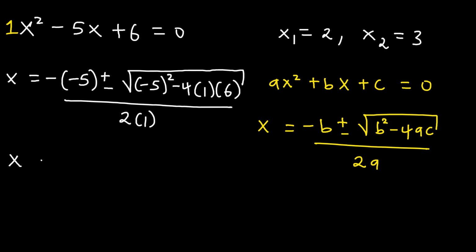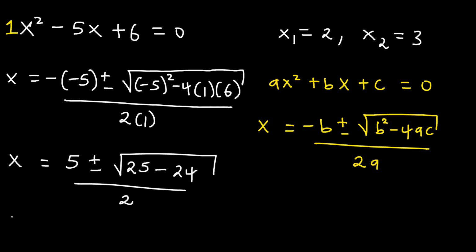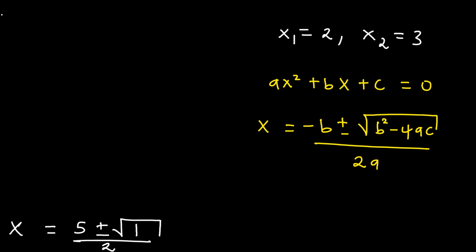And so we shall have x equaling to negative times a negative is positive, so this will be positive 5 plus or minus the square root of negative 5 to the power of 2, which is 25, minus 4 times 6, which is 24, divided by 2. And so x will be equal to 5 plus or minus the square root of 25 minus 24, which is 1, divided by 2. And so x will be equal to 5 plus or minus the square root of 1, which is 1, divided by 2.